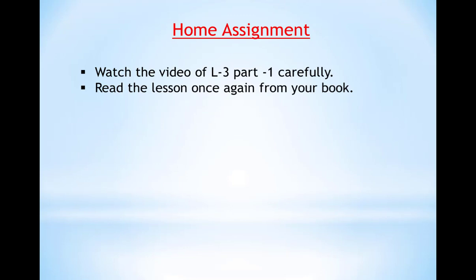Home assignment. Watch the video of lesson 3 part 1 carefully. Again I am repeating, watch the video of lesson 3 part 1 very carefully. Next, read the lesson once again from your book. Students, you have to read all the lines, each and every line of the lesson very carefully. Then it will be very easy to understand the concept of the chapter.